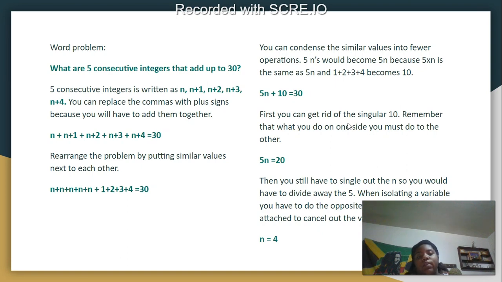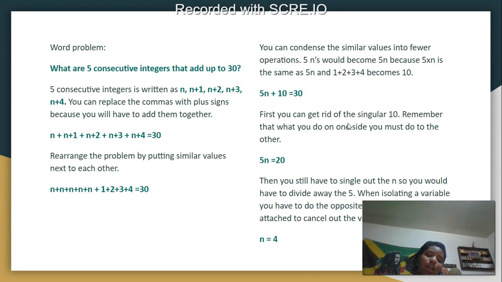Now you can get rid of the 10 standing all by its own, because it's just a simple 10, and it would be easy to remove. So remember, what you do on one side, you have to do on the other. The inverse operation of addition is subtraction. So you subtract away the 10 on one side, and since you did it on that side, you have to do it to the other. So 30 minus 10 is 20. So rewriting the problem would be 5n equals 20.